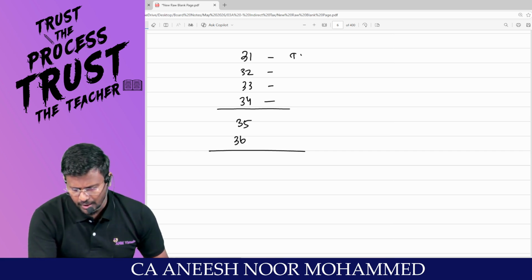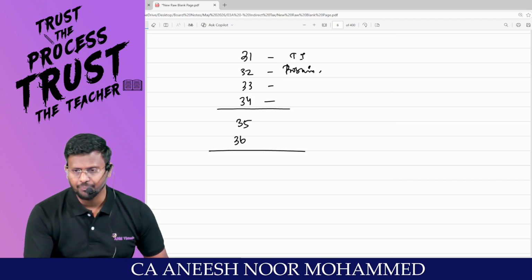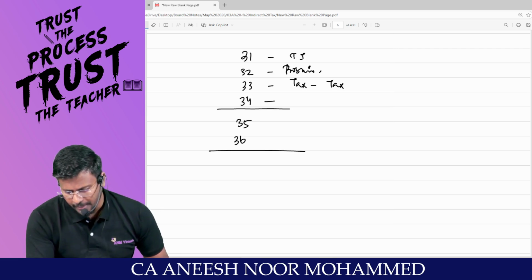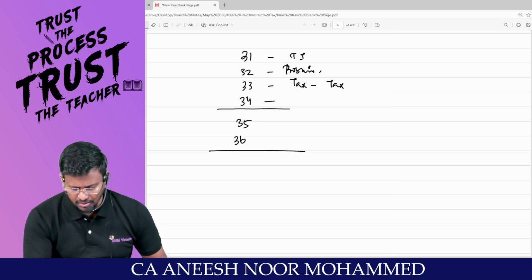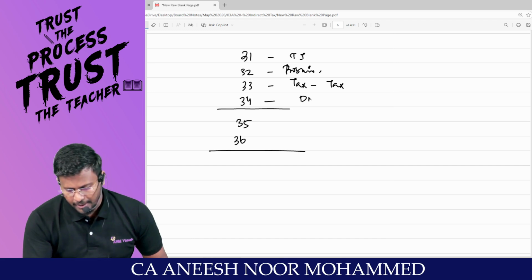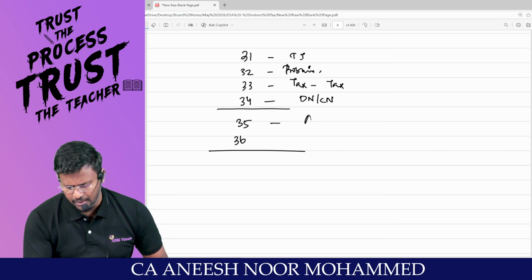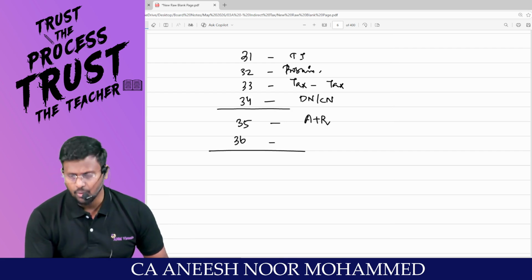Repeat once again. What is section 31? Tax invoice. What is 32? Prohibition of unauthorized collection of tax. 33, tax should be mentioned in the tax invoice. What is section 34? Debit note and credit note, whatever the order may be. What is section 35? Accounts and records. What is 36?